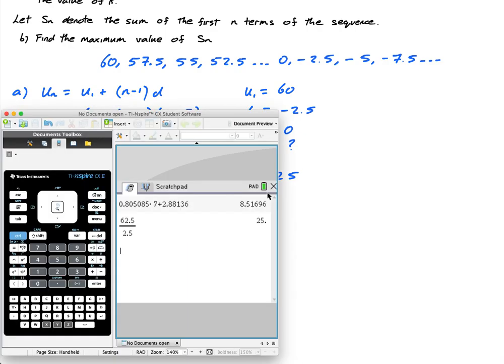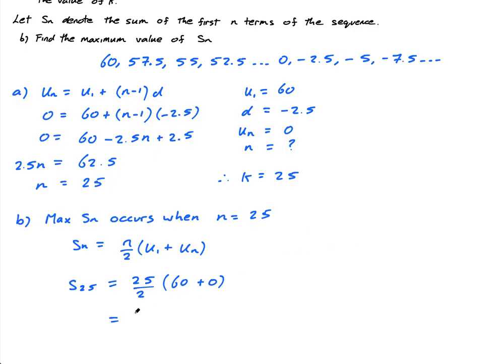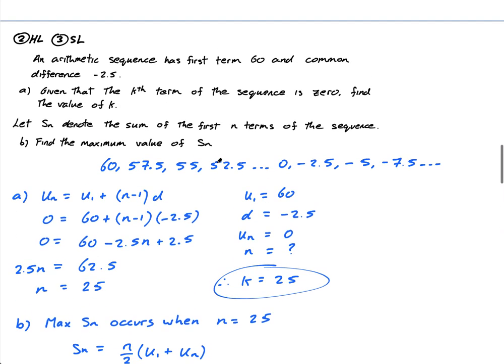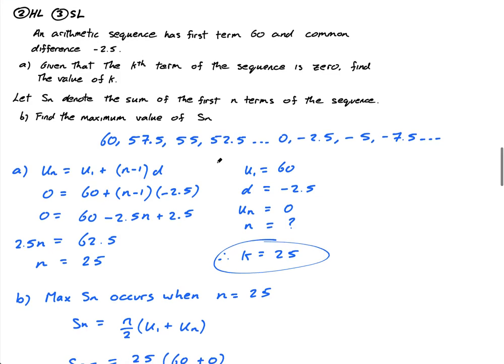Let me just use my calculator. 60 times 12.5 gives me 750. So the maximum value is 750. Done. That is question 2 for HL and 3 for SL. I'll see you in the next question.